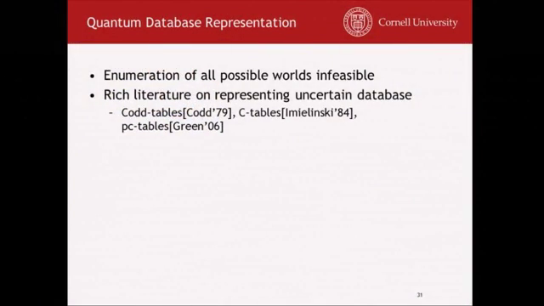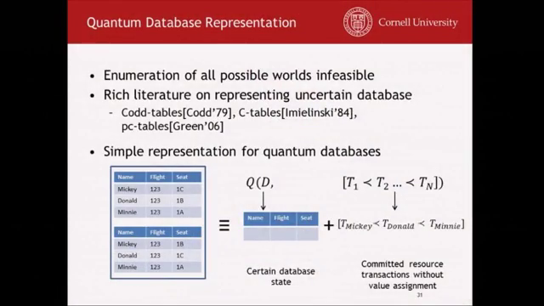Clearly, enumerating all of these possible worlds is infeasible. In fact, there can be an exponential number of possible worlds, exponential in the number of transactions which you are delaying. And there is a rich literature on maintaining these uncertain databases: CoD tables, C tables, and PC tables. However, we choose this simple representation. What we do is partition the quantum database into two states, one which is deterministic, and the other which is a sequence of transactions which have committed, but whose seat assignment or value assignment has not taken place.